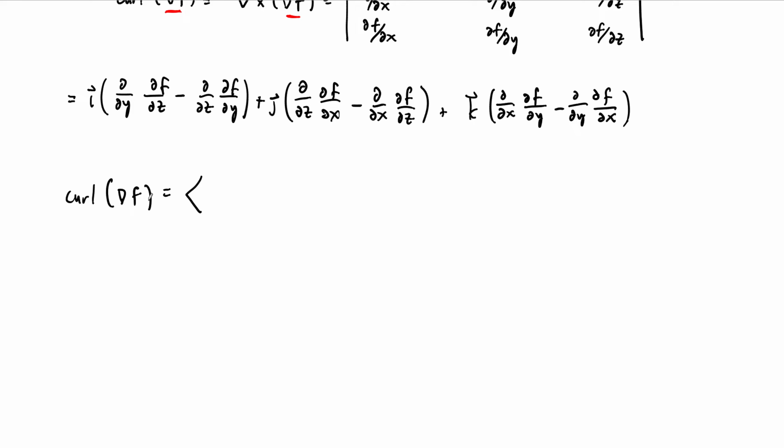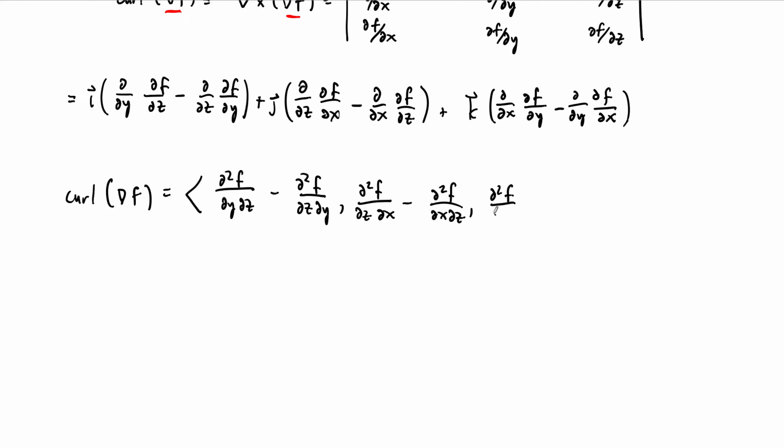So remember, this is the curl of our gradient field. And when we work this out, we end up with the second derivative of f dy dz minus the second derivative of f dz dy. That's the first component. Okay, and all the other components are going to look very similar. So as I write these down, think about what we can do when we see this, the mixed second partial derivatives. So second derivative d squared f dz dx minus d squared f dx dz in the second component, and then the third component is d squared f dx dy minus d squared f dy dx.